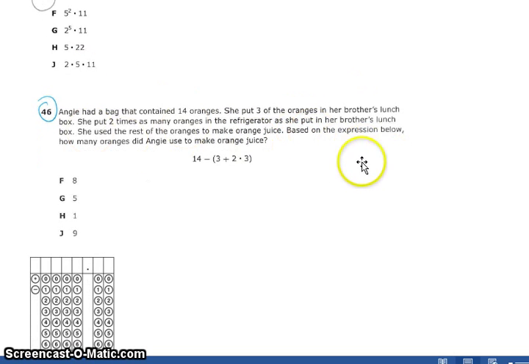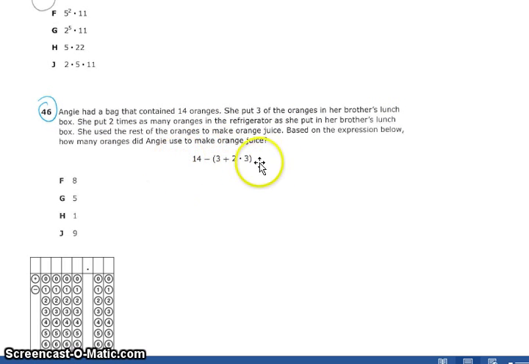Next one. Angie has a bag that contained 14 oranges. She put 3 of the oranges in her brother's lunchbox. She put 2 times as many oranges in the refrigerator as she put in her brother's lunchbox. She used the rest of the oranges to make orange juice. Based on the expression below, how many oranges did Angie use to make orange juice?